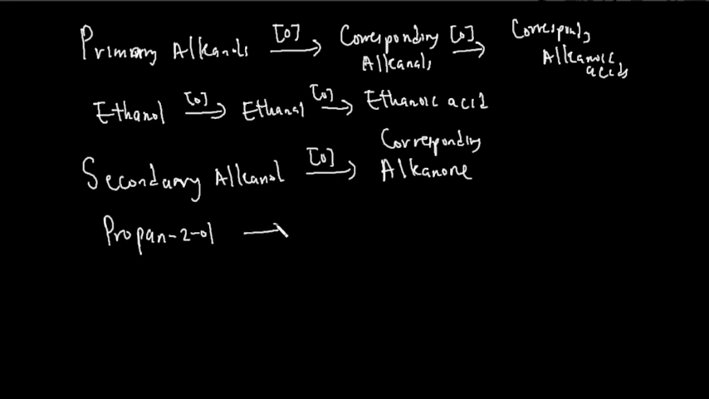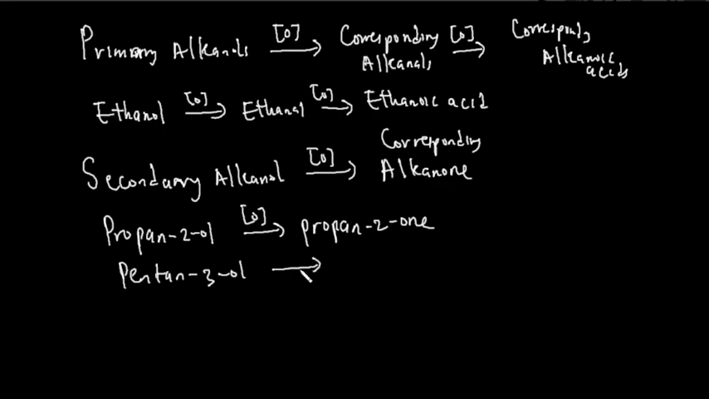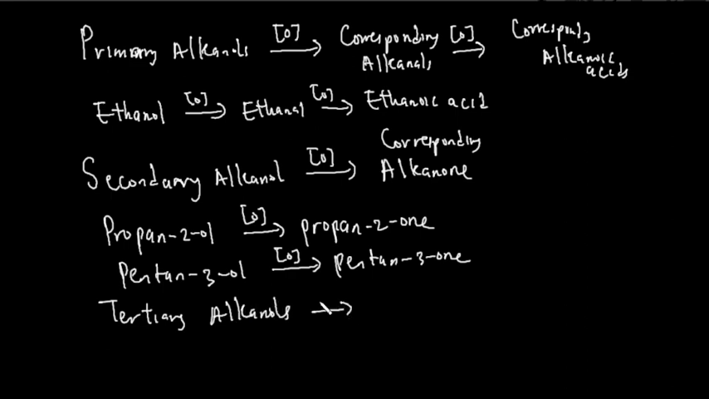So when propan-2-ol is oxidized as a secondary alkanol, it would give the corresponding alkanone, which means it's going to give propanone. Quite simple. If you have something like pentan-3-ol, if it is being oxidized, it is going to give pentan-3-one, and that's that. Then finally, you have your tertiary alkanols. When your tertiary alkanols are oxidized, there is no reaction.